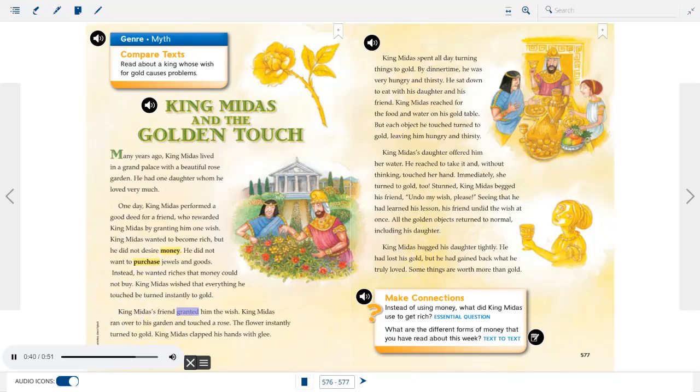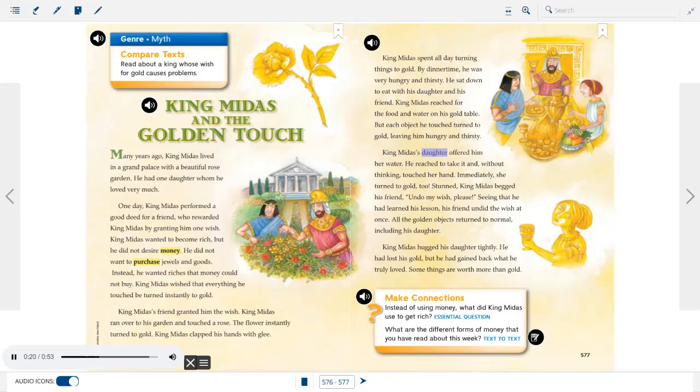King Midas's friend granted him the wish. King Midas ran over to his garden and touched a rose. The flower instantly turned to gold. King Midas clapped his hands with glee. King Midas spent all day turning things to gold. By dinner time, he was very hungry and thirsty. He sat down to eat with his daughter and his friend. King Midas reached for the food and water on his gold table, but each object he touched turned to gold, leaving him hungry and thirsty.